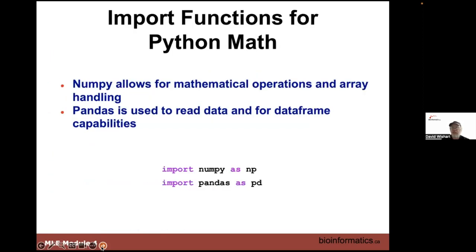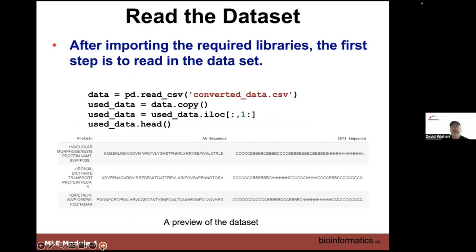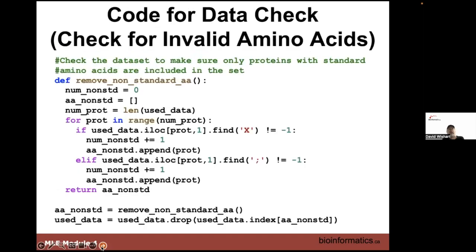As we've had to do before, there are mathematical operations and data frame capabilities, so we get NumPy and pandas. Then we have to read the sequence. It's not the iris sequence. We have to read our data set of protein sequence and protein secondary structure. So this is the file to read that. And then we have to check for invalid amino acids.